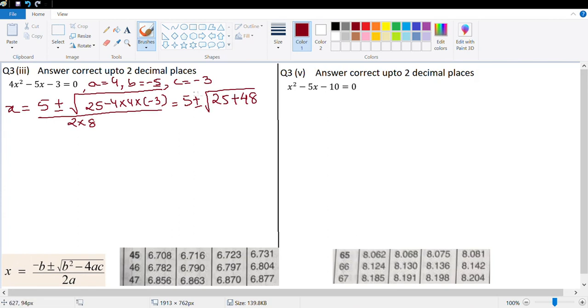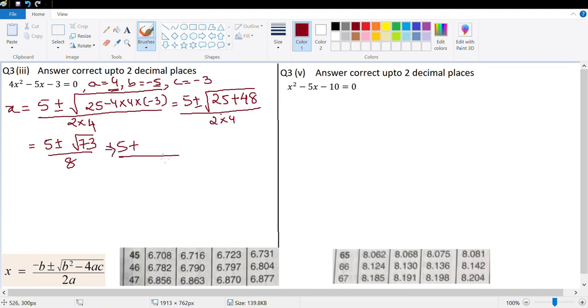Yes, that's correct. 73 upon 2a, which is 2 into 8, 16. Why 2 into 8? 2 into 4. My mistake. So 2a is 2 into 4. Yes, so this is 2 into 4. So this is 5 plus minus root 73 upon 8, which will be 5 plus.